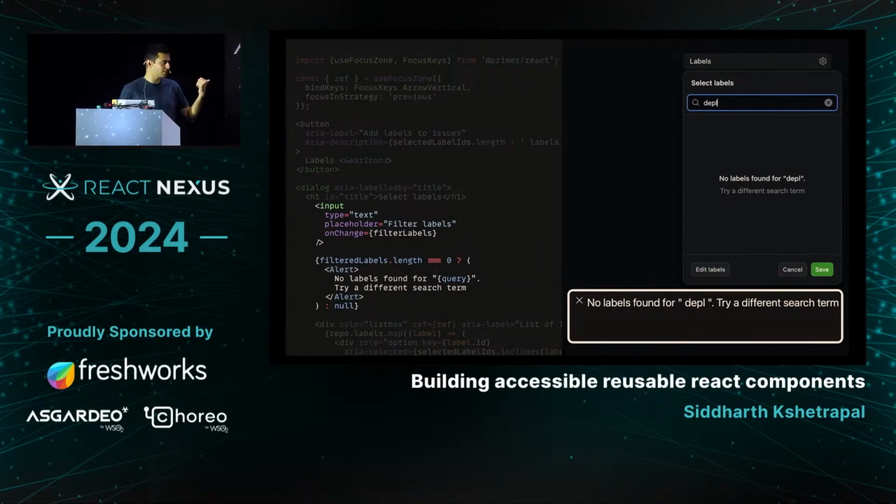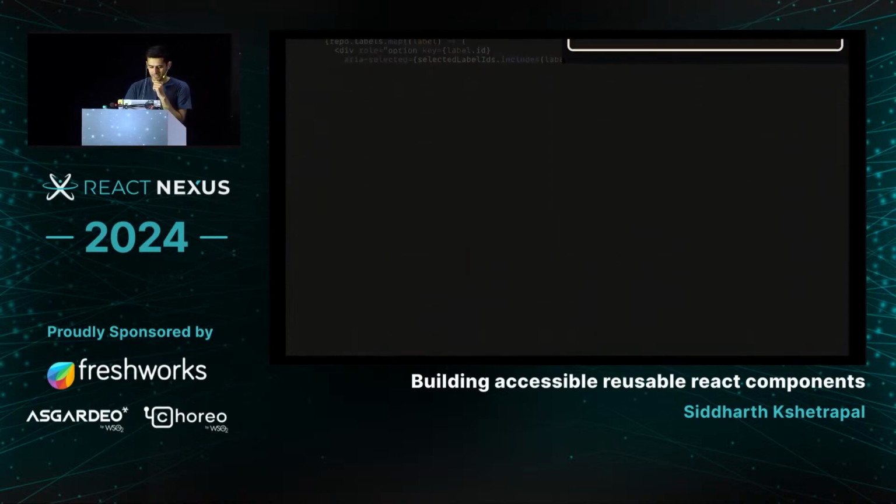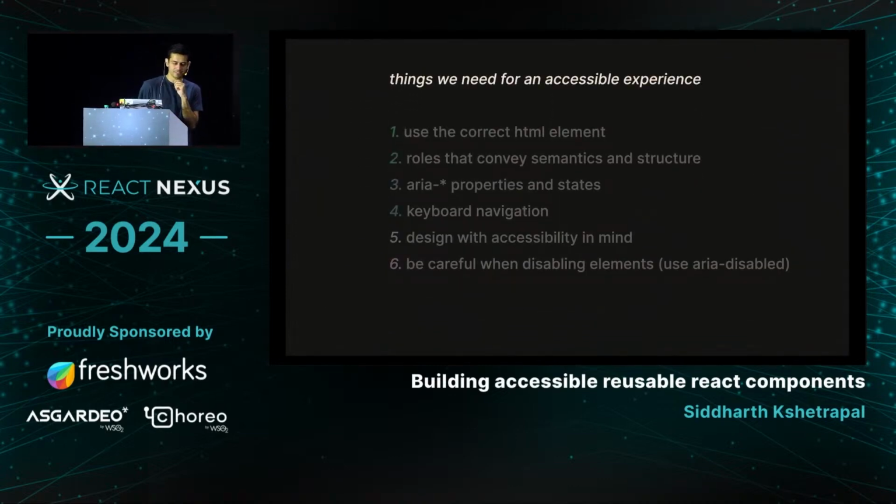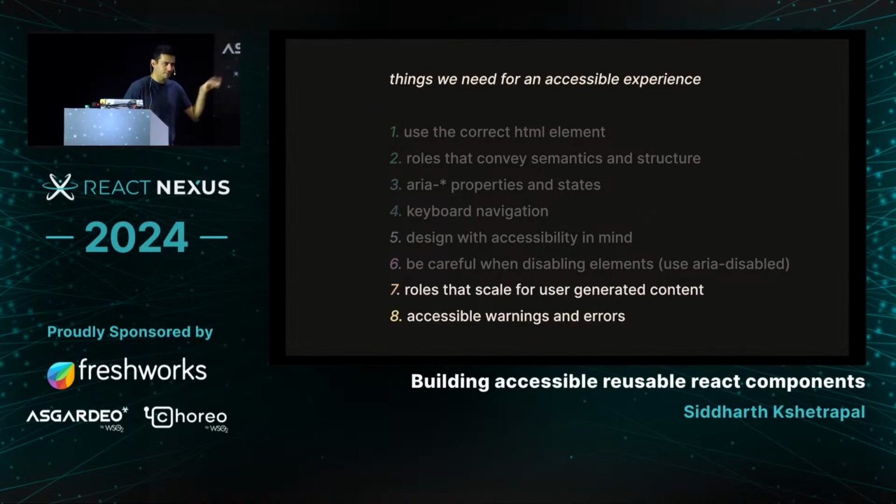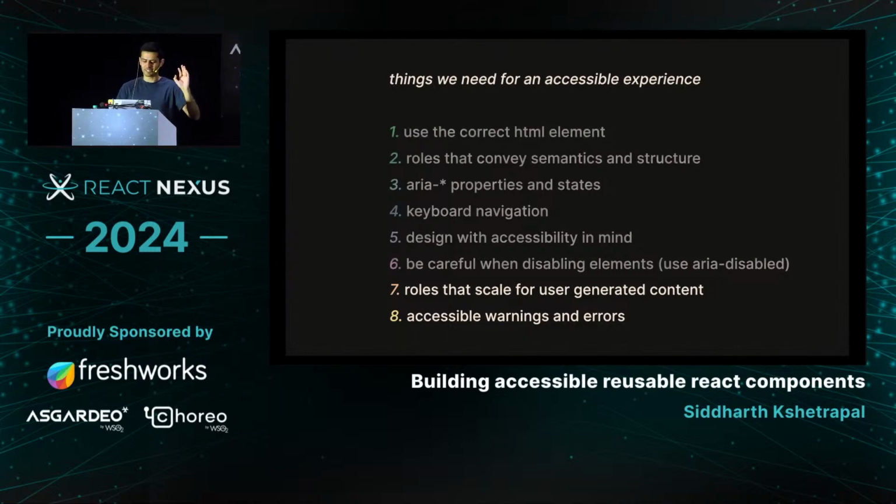So again, we made a component out of it. If you want, you can use it. And so these are the lessons from this one. So there's, of course, everything before. And the new ones are roles have to scale for user-generated content. So if there is content that there can be a lot in, then maybe it's not a form, maybe it's a list box. And errors and warnings also have to be accessible. Of course, there's more, but I've run out of time, so I'm going to stop here.